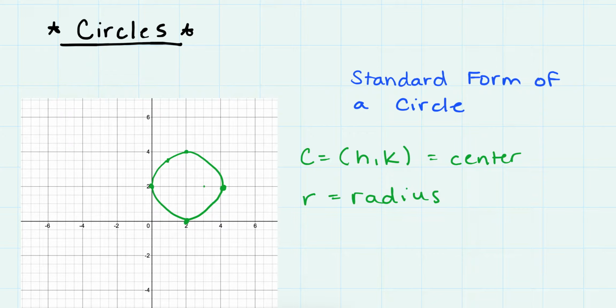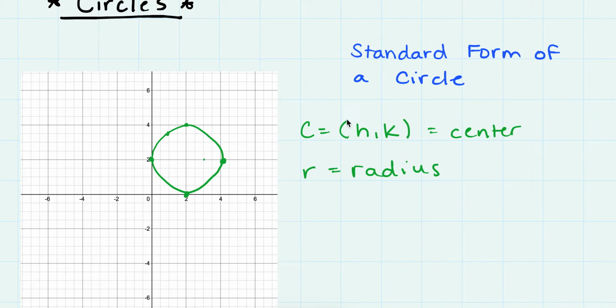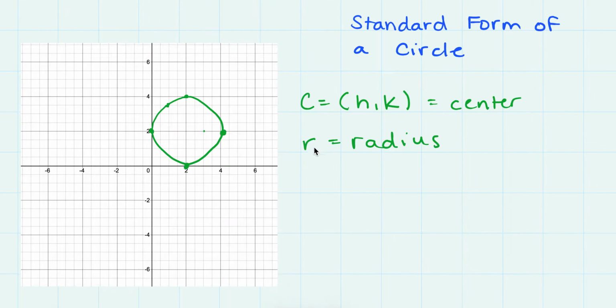What is the standard form for a circle? Well, if you have your center (h, k) and your radius r, the way we're going to write the equation for a circle is (x minus h) squared, where h is the x coordinate of your center, plus (y minus k) squared is equal to r squared, where r is your radius.